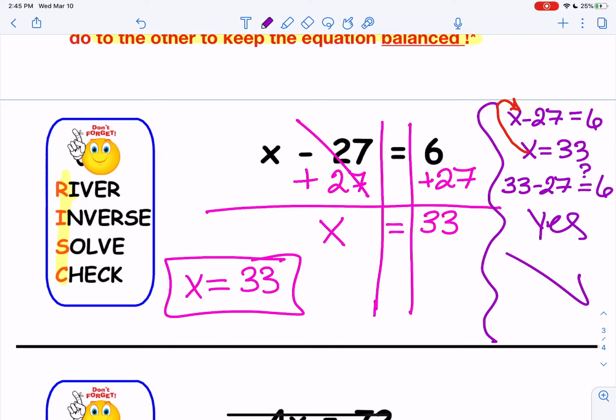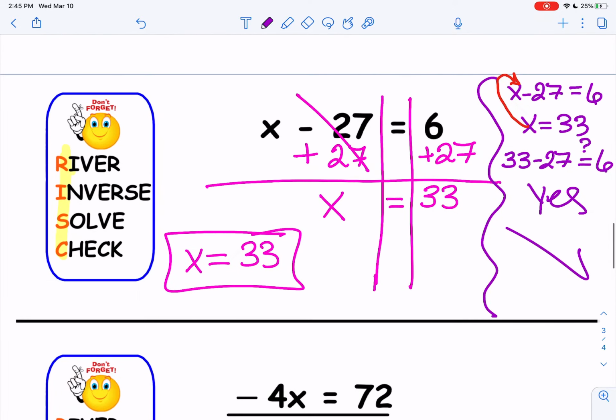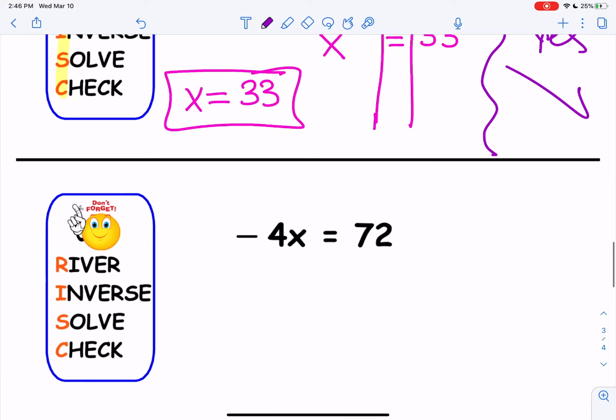All right, so that's how checking works. You plug it in and you see, do you get the answer you're supposed to get when you plug in your answer for x? All right, let's try another one. So that was an example of subtraction and doing the inverse addition. If it was x plus 27, we would do the inverse and we would have been subtracting 27 from both sides. So that's an example of addition and subtraction.